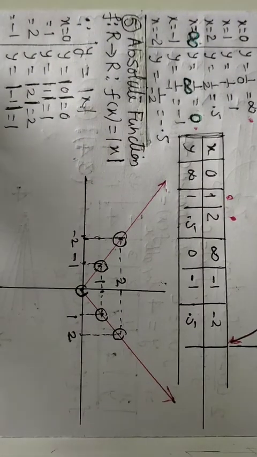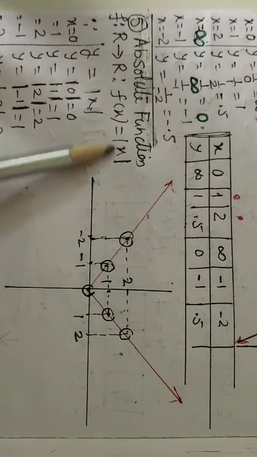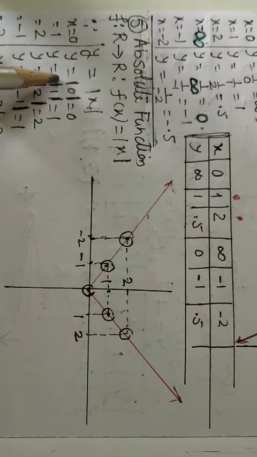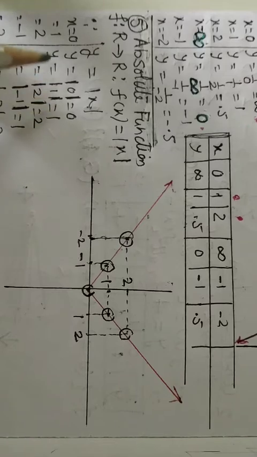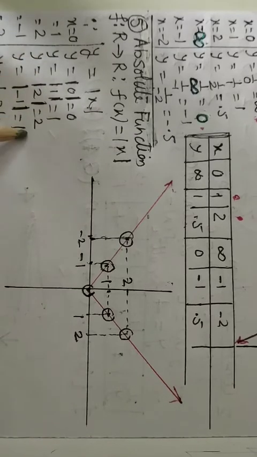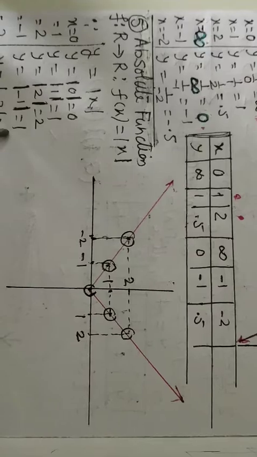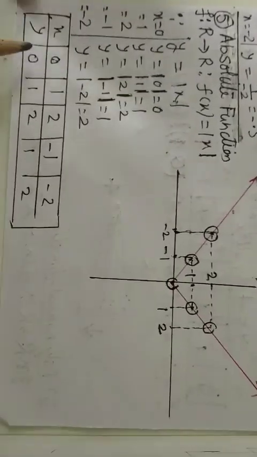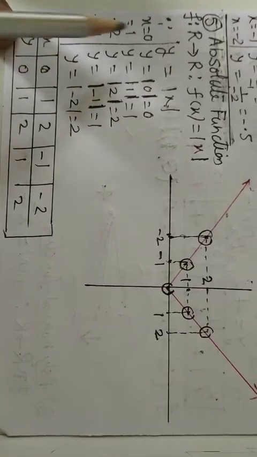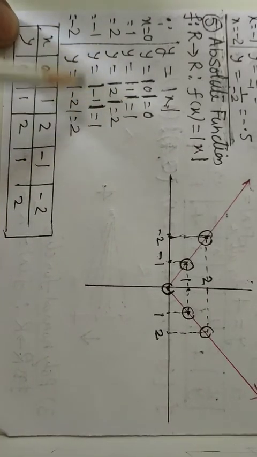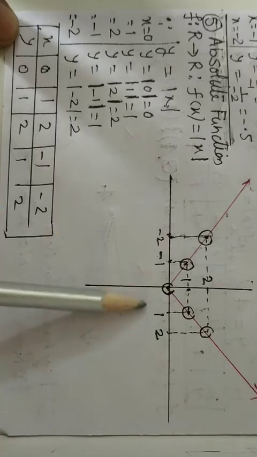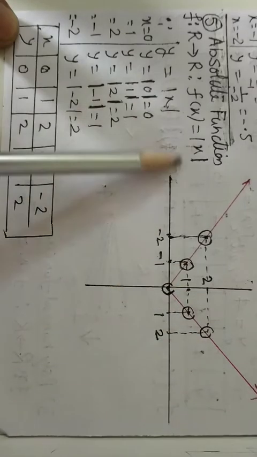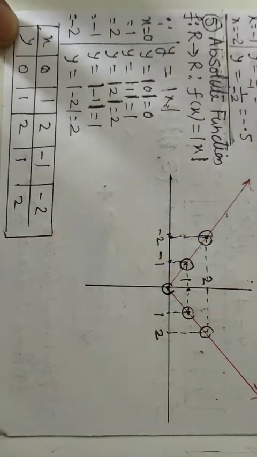Now the absolute function. The absolute function is the modulus of x. You know that if x is equal to 0, y is equal to modulus of 0, which is 0; modulus of 1 is 1, modulus of 2 is 2, modulus of minus 1 is also 1, modulus of minus 2 is also 2. Now the table will be x: 0, 1, 2, minus 1, minus 2; y: 0, 1, 2, 1, 2. So display these points and join them. The graph is of V type. All the absolute functions' graphs are of V type.